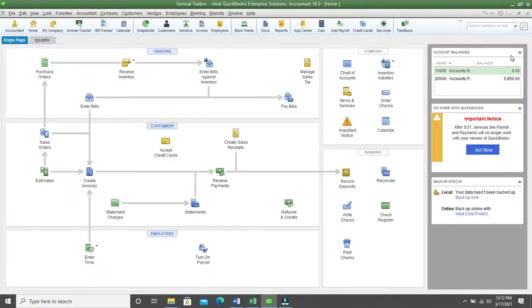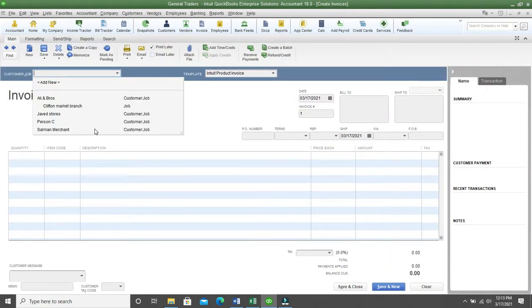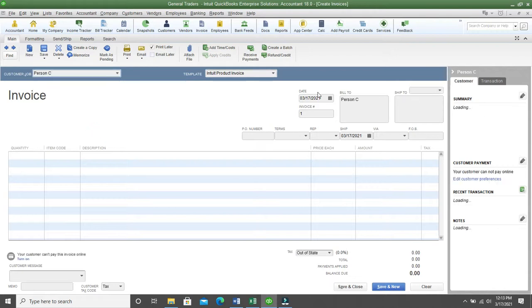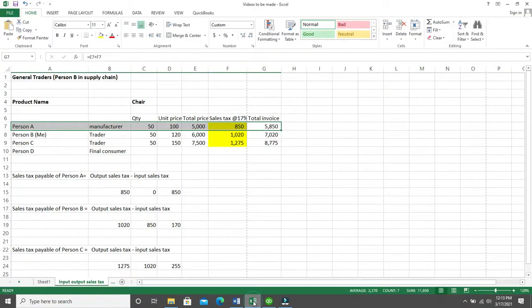Now I want to sell these 50 chairs to person C, who is my customer. So go to create invoice, and select the customer, which is person C there. Select the date. I'm recording it on the 17th of March. You can change it, and select the item code there, which is chairs, and select the quantity, which is 50. So my total bill is 6,000 because I have set the selling price at the rate of 120.